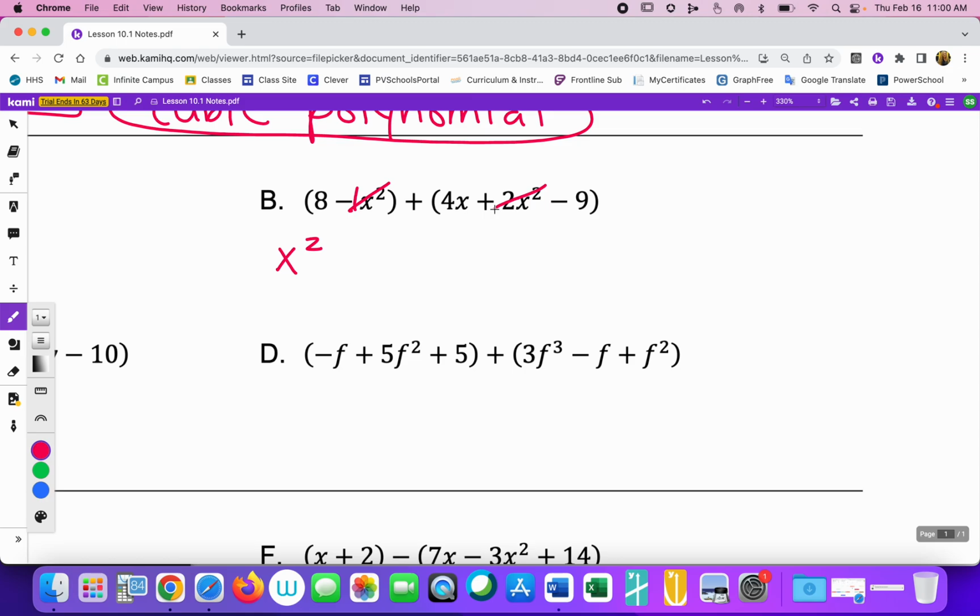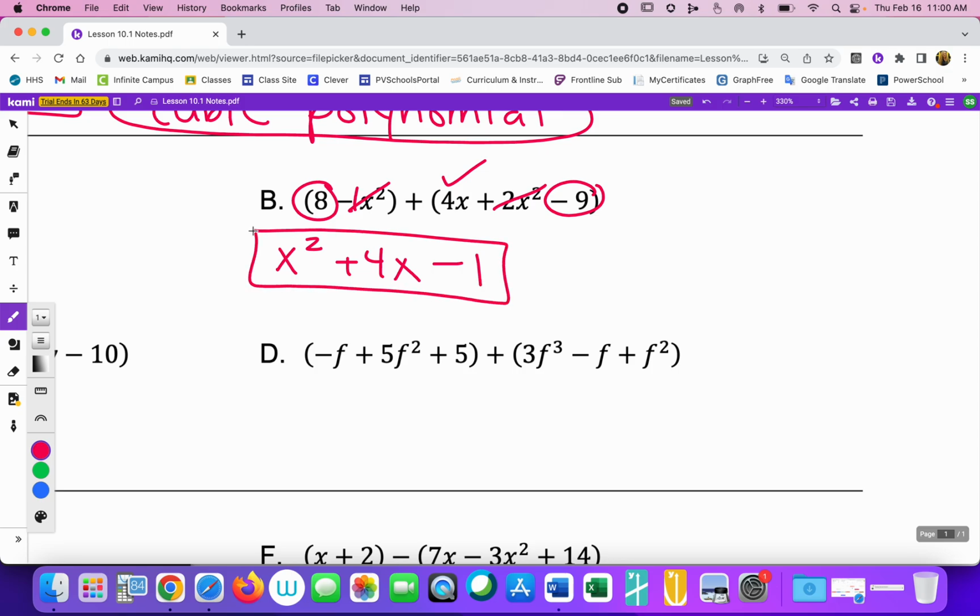What follows that? What's the next highest? 4x. Does it have a like term? No, it's the only one that's 4x, so just put it in its proper order, plus 4x. We're done with that one. And then we are left with +8 minus 9, -1. So 4x doesn't have a like term, that's fine, just put it in its proper order. Okay, so we have simplified it into one polynomial. You should have no like terms. Everything should be in what's called descending order, which is standard form.